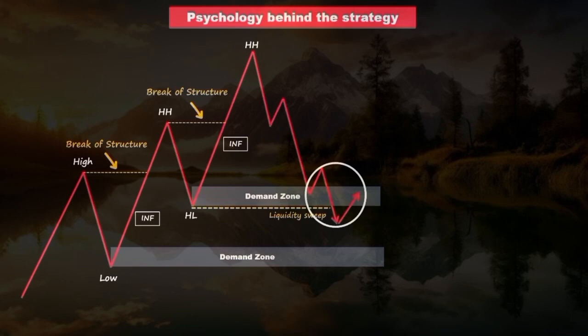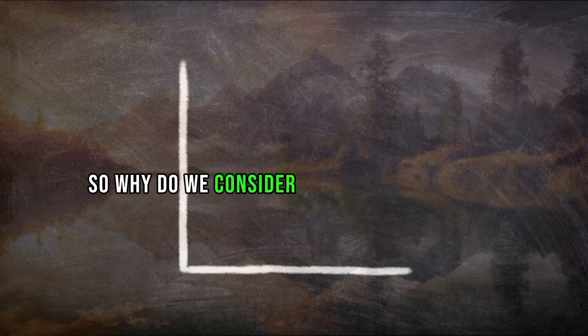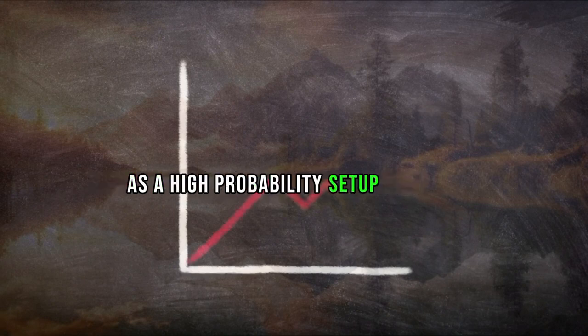through the sweep. So we've identified a valid bullish liquidity sweep pattern, presenting a high probability opportunity to potentially execute trades. So why do we consider this pattern as a high probability setup?